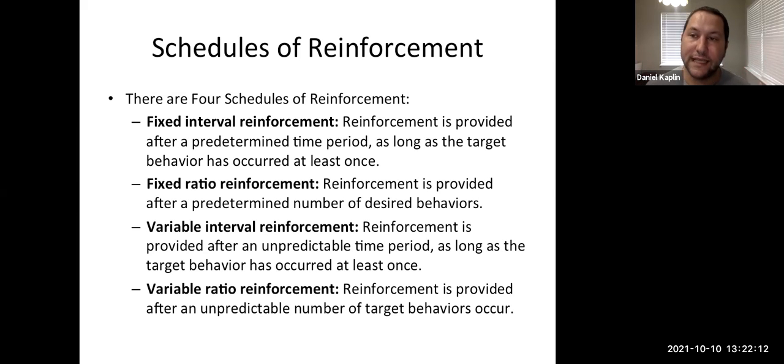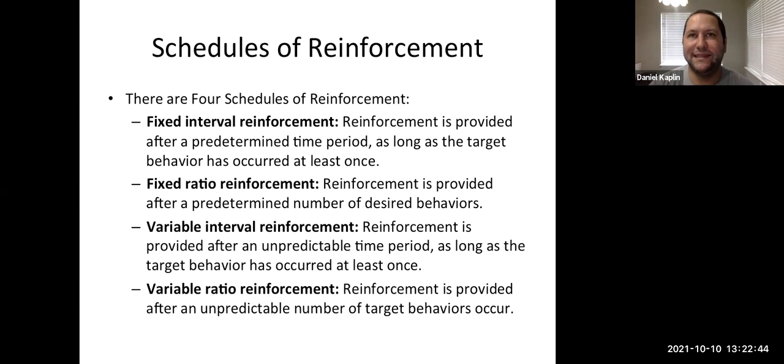reinforcement occurs at a set, stable, predictable, predetermined amount of time, as long as a behavior occurs at least once. So in operant conditioning, a behavior is governed by its consequences. So that means that a behavior still has to occur. But the amount of time that has to pass in order to get that reinforcement is predictable or set.